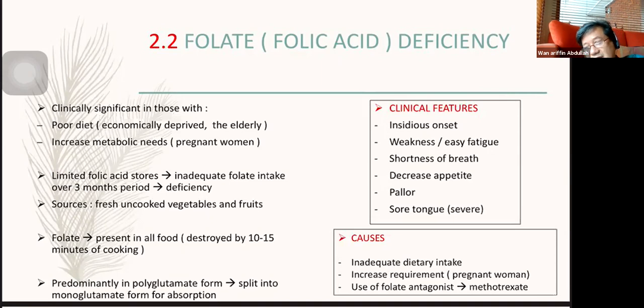Two things. One is to prevent anemia, because there is increased requirement. And the other one is neural tube defect. I'm sure you all know this. If there is inadequate folate in the mother, then there is a high risk of neural tube defect, such as spina bifida and hydrocephalus.